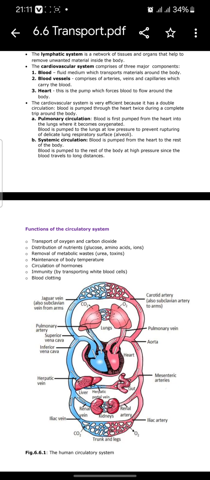Then circulation of hormones, and we have many hormones in the body. For example, in females there is estrogen, right, and these hormones are chemical substances that affect the activity of a target organ, so they move around carried by the blood. Then immunity, right, there is a certain type of blood cell responsible for immunity, fighting against diseases, and blood clotting in case you get a cut, to avoid losing blood or entry of pathogens, where it must close. That's what we call clotting. All of this is the job of the blood and the circulatory system.